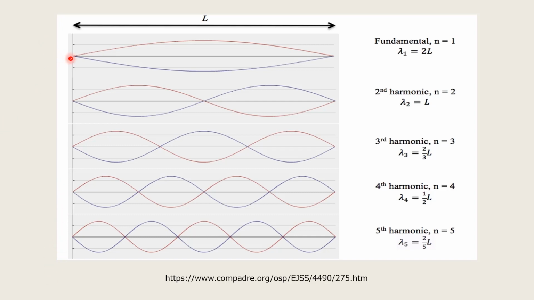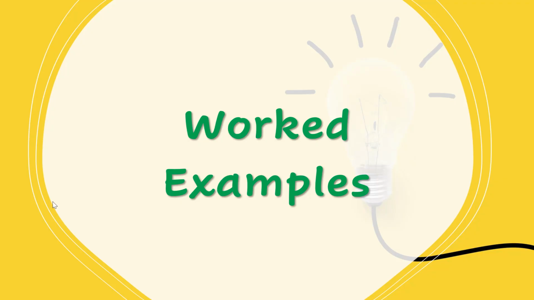Now notice that at the fundamental frequency, we have 2 nodes and 1 antinode. For the second harmonic, we have 3 nodes and 2 antinodes. For the third harmonic, we have 4 nodes and then we have 3 antinodes, and so on. Okay, so let's have these worked examples.